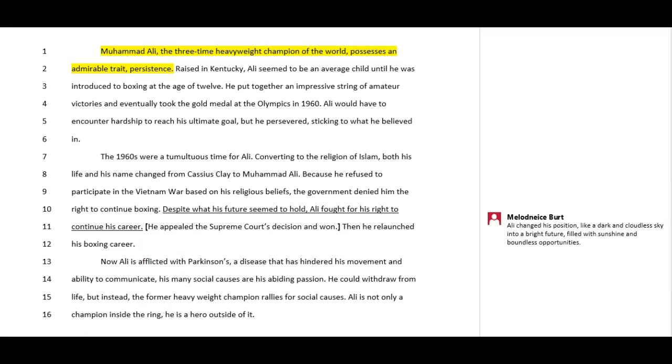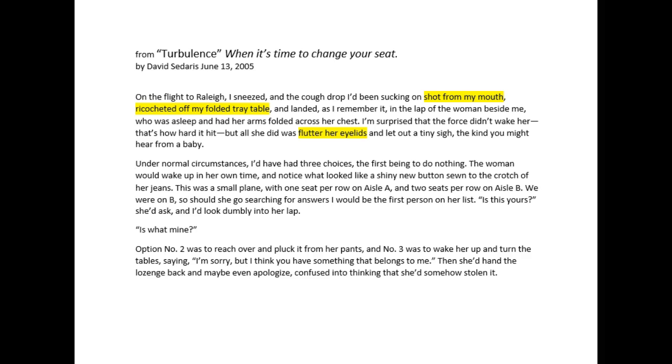Let's do that now. Let's take a look at a mentor text so we can find a way to revise so that we achieve our purpose more appropriately. I'm going to read the second paragraph.